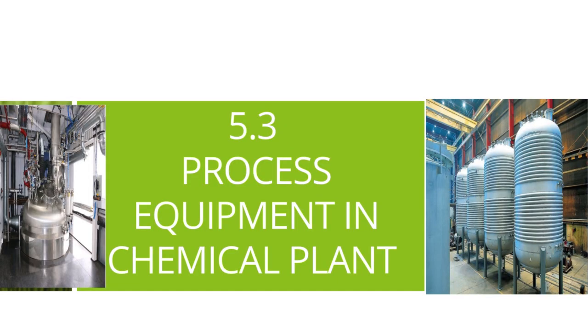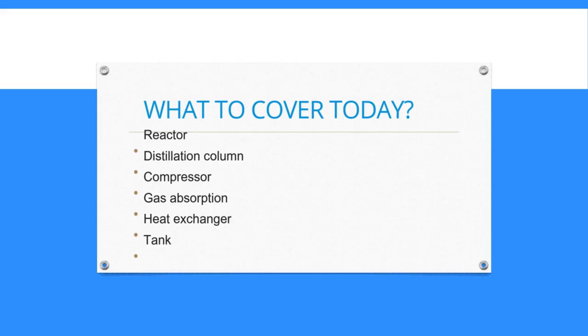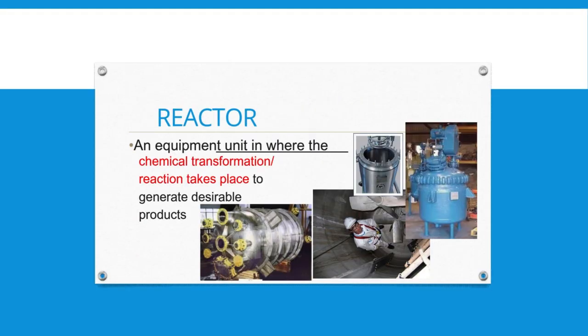Hi, today we'll discuss process equipment in a chemical plant. Some typical equipment for chemical processes are reactor, distillation column, compressor, gas absorber, heat exchanger and tank. We begin with reactor, which is an equipment where the chemical transformation reaction takes place to generate desirable products.